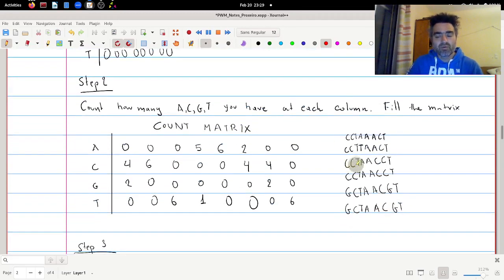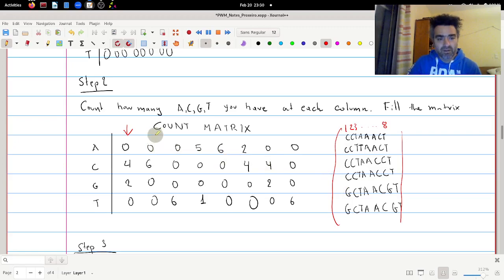And then we go back to the sequences, and we count for each position, for the first position, the second, the third, up to the 8th position, how many A, C, G, Ts we find. So in the first position there are 0 A's, and we write 0 here. Then in the first position we have 1, 2, 3, 4 C's, so we write a 4 here, 2 G's and 0 T's. So we fill the first column of the matrix with the information from the first position of the sequences.